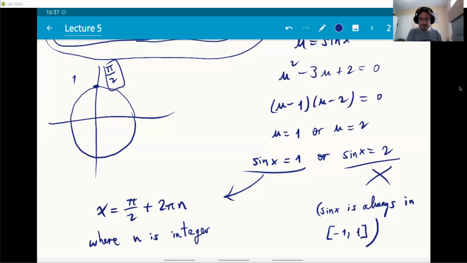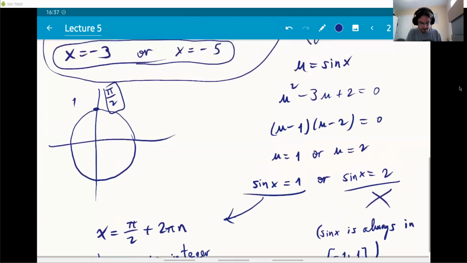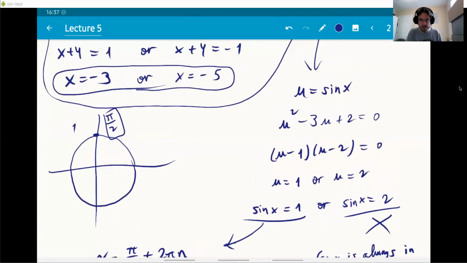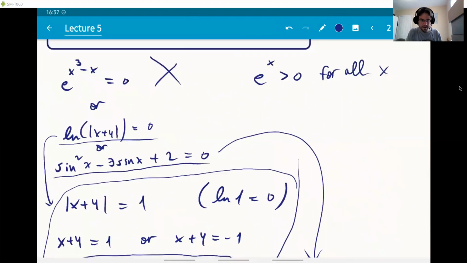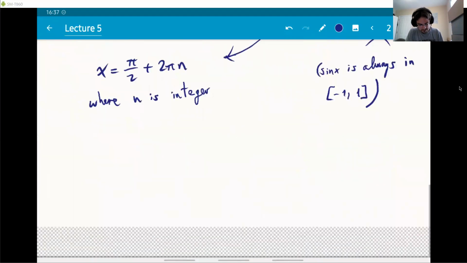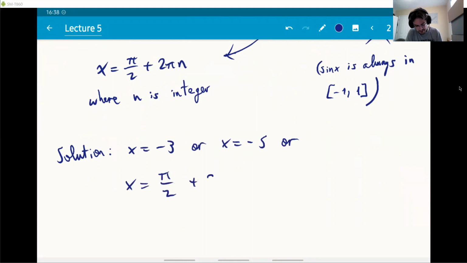That solves this part, the sine equation. Those are the solutions for that. Let me remind you that we had also these two solutions, -3 and -5 for the ln part, and we had no solutions for this exponential part. So you finally have your solution to the equation. It was -3 or -5 or all these angles here, pi over 2 plus 2 pi n, where n is an integer.